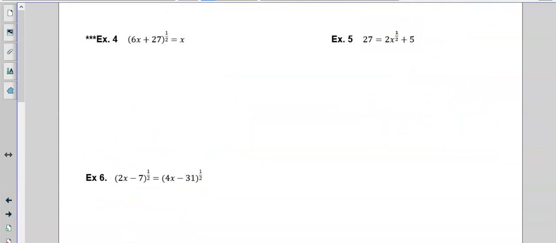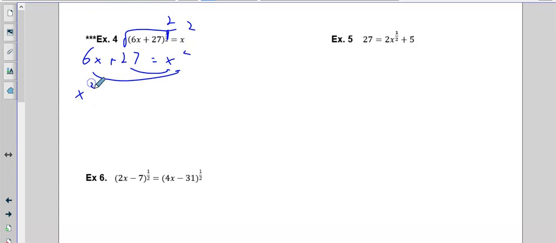Okay, numbering here is wrong, but same thing. So on this one, remember, this is the same as the square root. So we're just going to square both sides. That's going to give me 6x plus 27 equals x squared. I need to move these over here. So that's x squared minus 6x minus 27 equals 0.